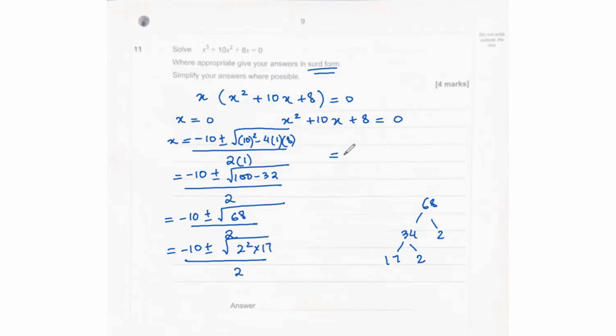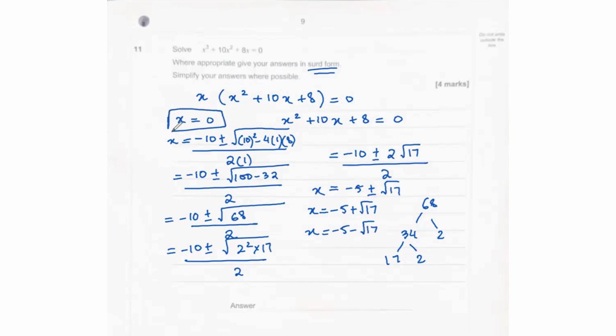So that's going to be -10 plus minus 2 root 17 over 2. -10 divided by 2 is -5, plus minus 2 divided by 2 is 1, so root 17. So your other values of x are -5 plus root 17 and -5 minus root 17, along with x equals 0. So that is your answer.